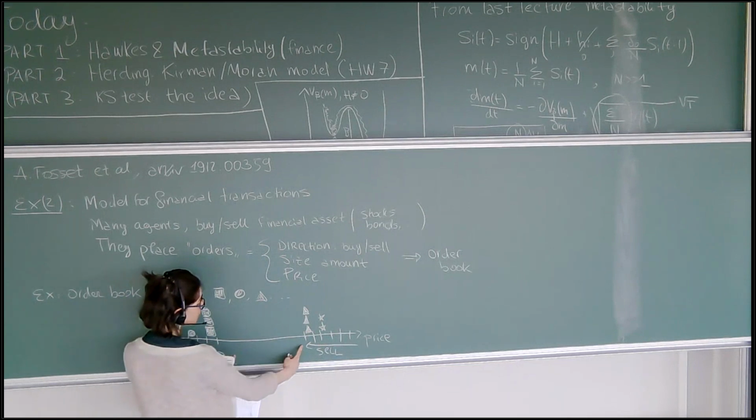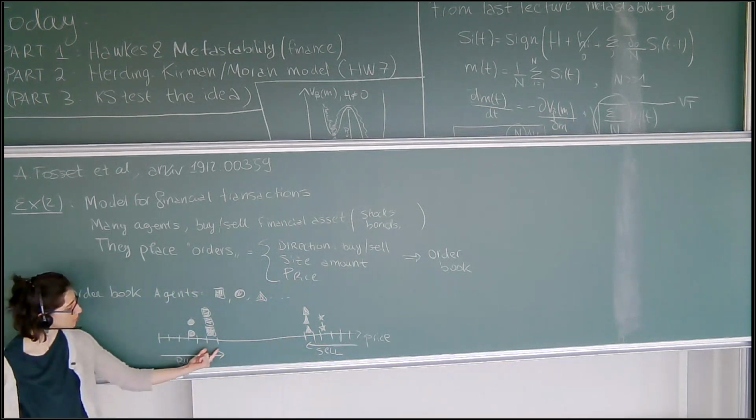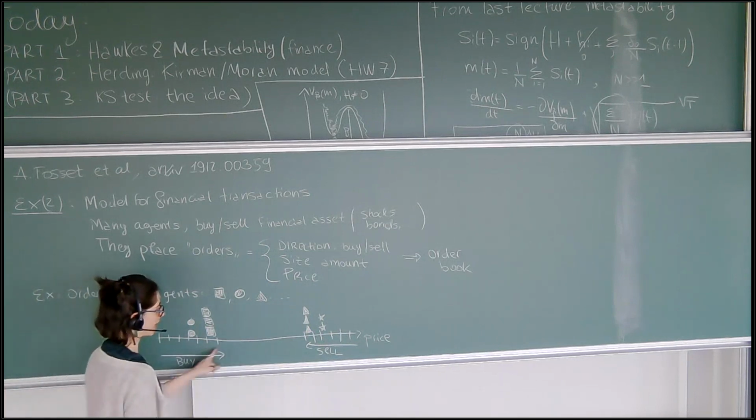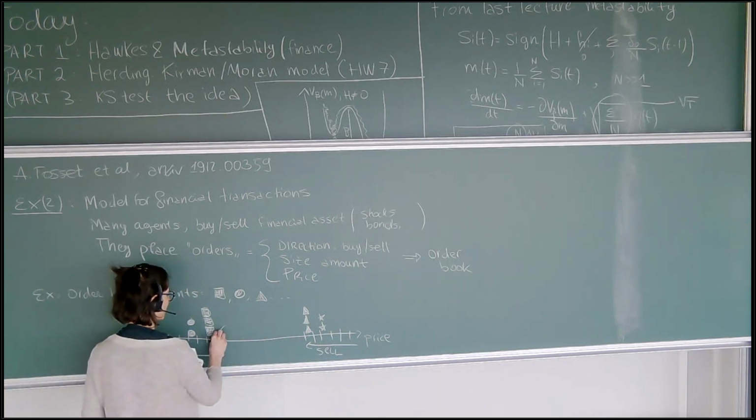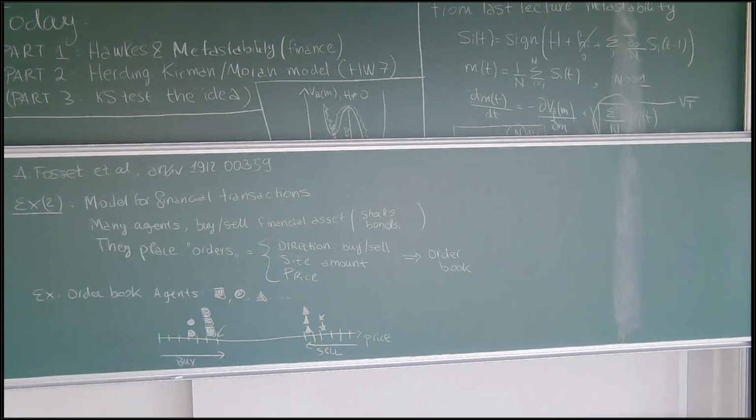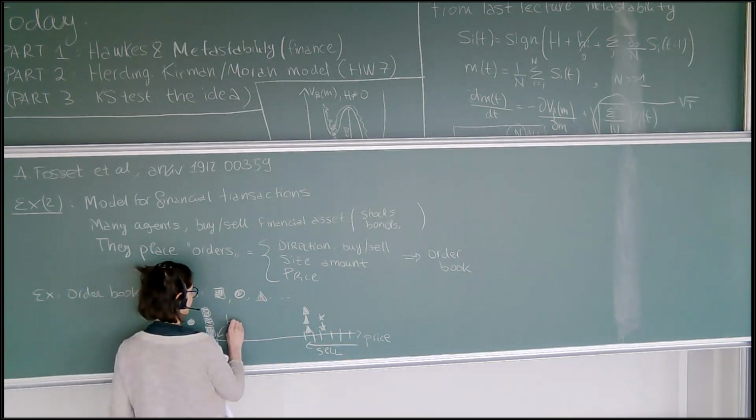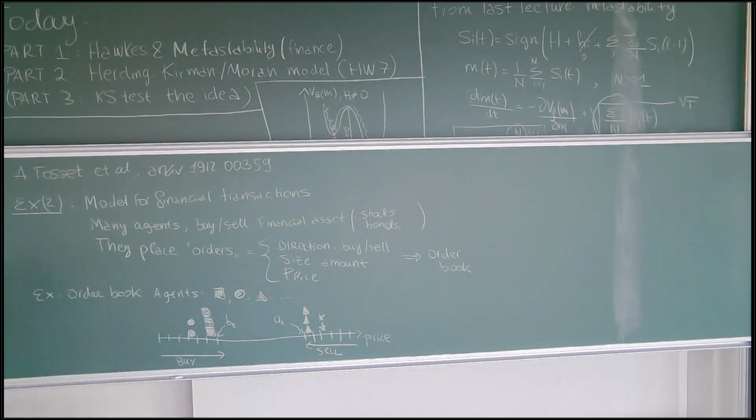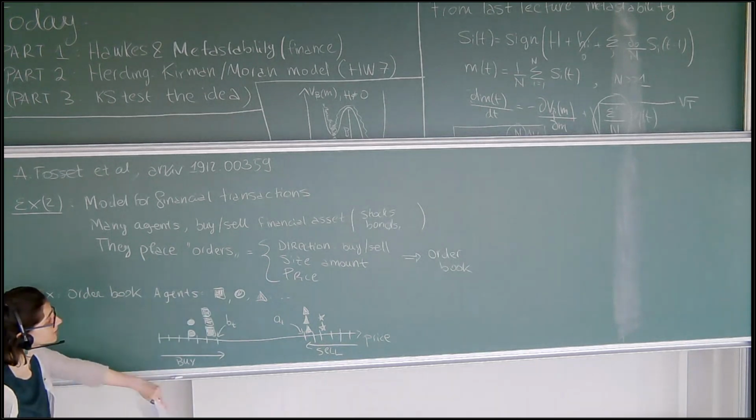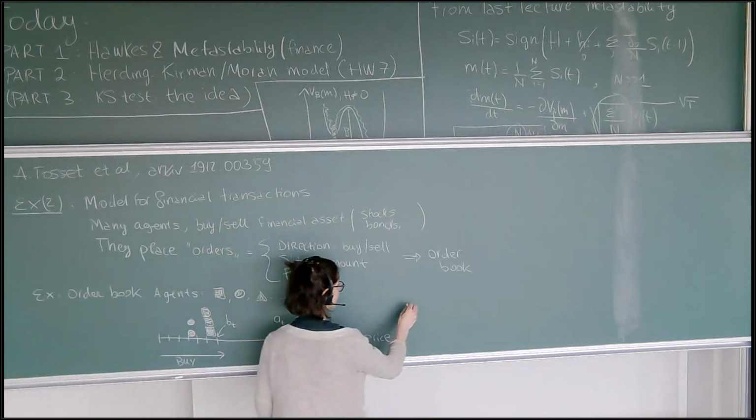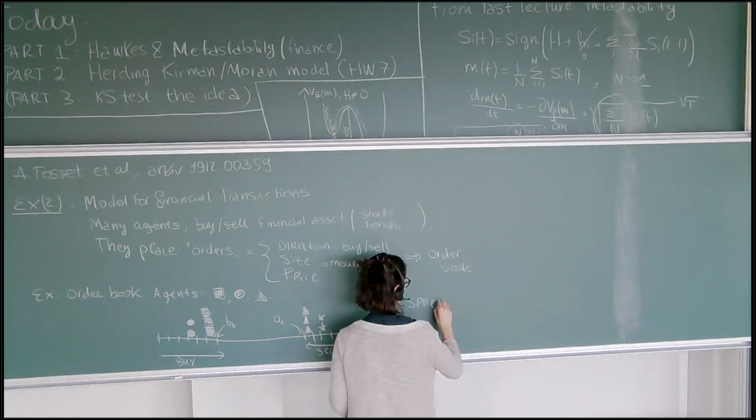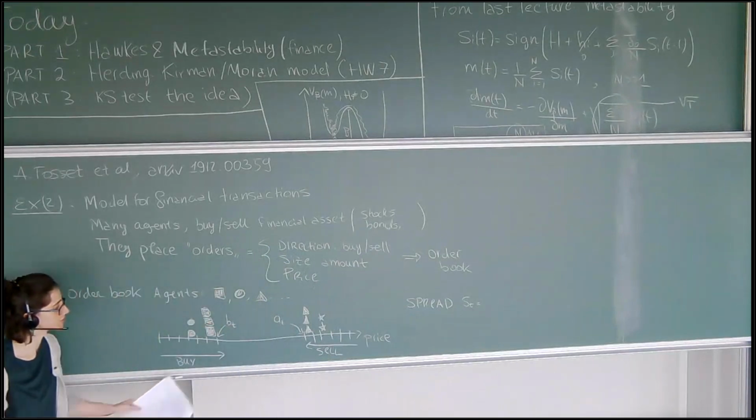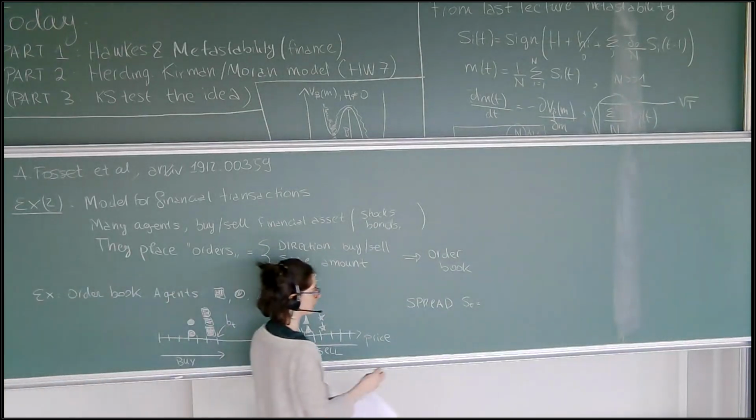And as you see, there might be a gap between the best price at which people want to buy, so the higher price at which people are available to buy, and the best sell price. So let me denote this price here at a given instant of time with BT, and let me denote this with AT. So there might be a gap between these two quantities, and this gap is what is called the spread. So the spread is S of t at any instant of time, and it is just the difference AT minus BT.